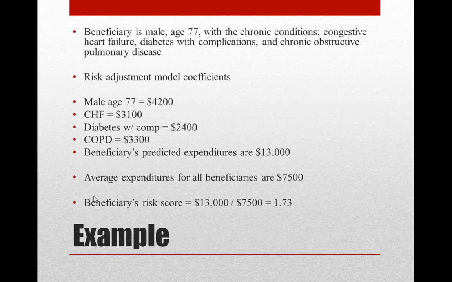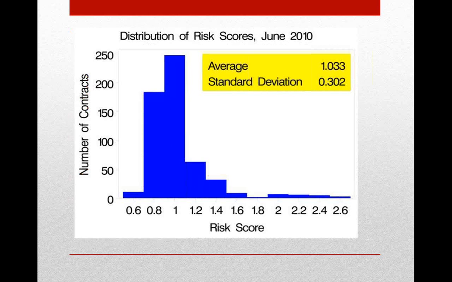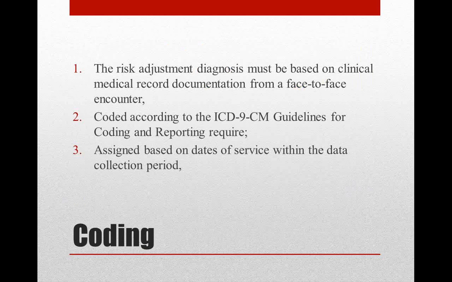Just a typical example, male, I just put some numbers in here. These are not exact numbers, but as you can see, this beneficiary's predicted expenditures are $13,000, where our average expenditures are $7,500. That would give him a risk score of 1.73. Risk scores are adjusted to try and keep the average around 1. And as you can see, this is the June 2010 distribution, pretty close to 1 with a standard deviation.